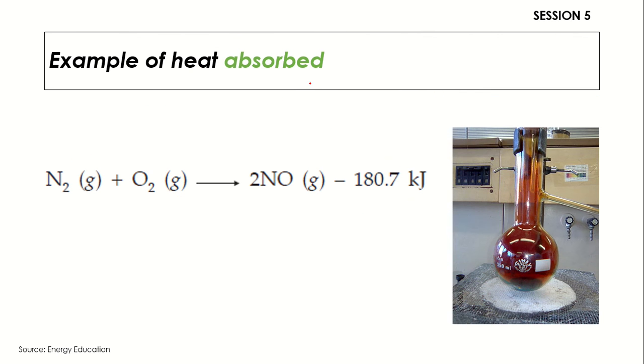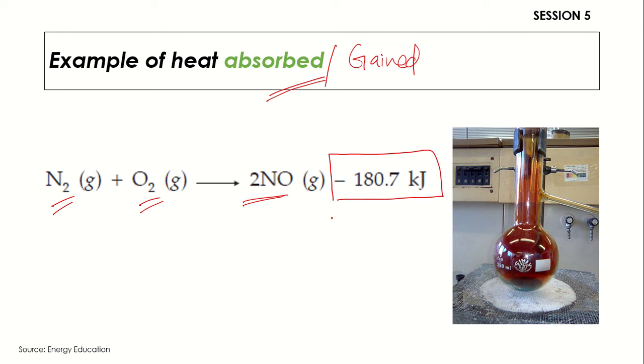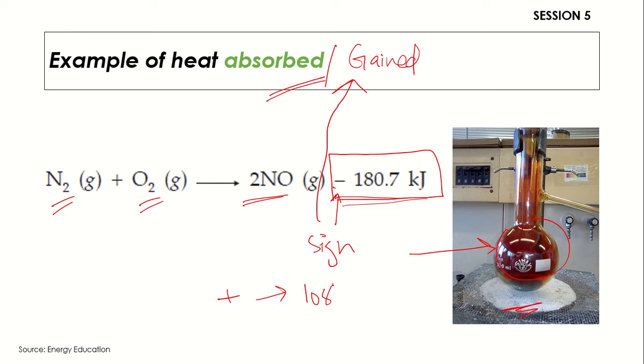Now another example of the thermochemical equation is heat absorbed, or the synonym is heat gained. So here, when the nitrogen and the oxygen combine together to form nitrogen monoxide, the heat is absorbed. The diagram here represents no heating, but what happens is the heat is absorbed within the container. So when the nitrogen and the oxygen are mixed together, the heat absorbed is represented with a negative sign. So this negative sign represents the heat is gained or heat is absorbed, whereas the positive sign that you have already noticed in the previous example shows the heat is lost.